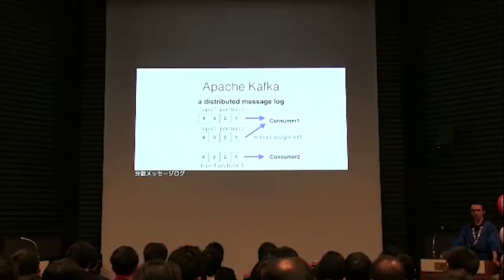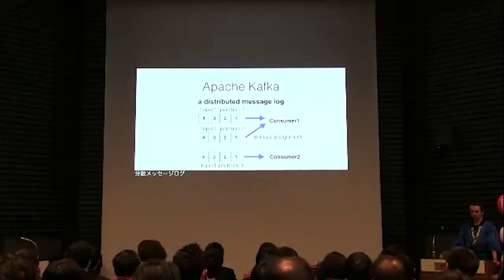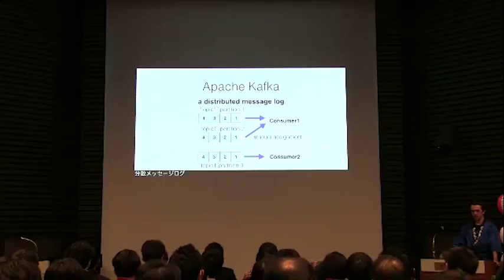Apart from automatic balancing, we can also do manual assignments. So if we want to say that consumer 1 should read from partitions 1 and 2, and consumer 2 should read from partition 3, then we can manually assign, like hard code, this assignment if we want it.